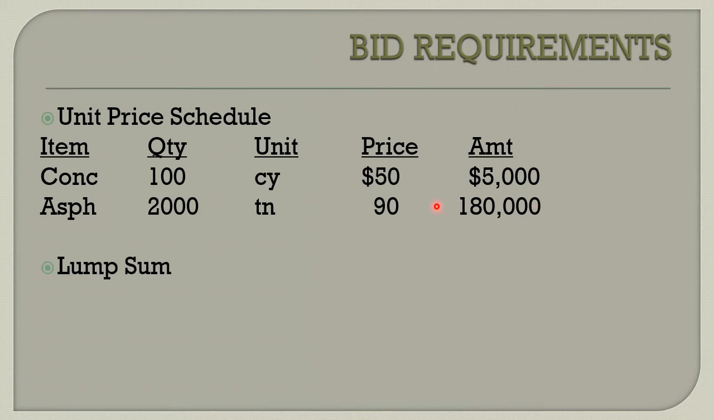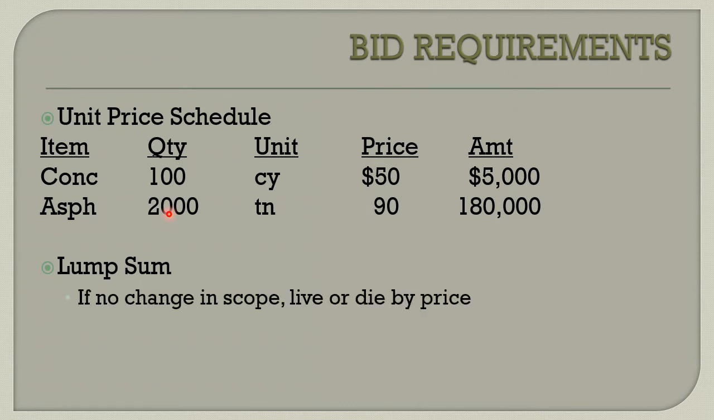On the other hand, a lump sum says, I expect to do 100 cubic yards of concrete and 2,000 tons of asphalt. Therefore, I will do the job for $185,000, period. The problem is that if the owner doesn't come back and say, well, let's do more paving, meaning a change in scope, you're going to live or die by that price. If the price goes up over $90, or you wind up using more than 2,000 tons of asphalt, you're not going to get any more than $185,000.